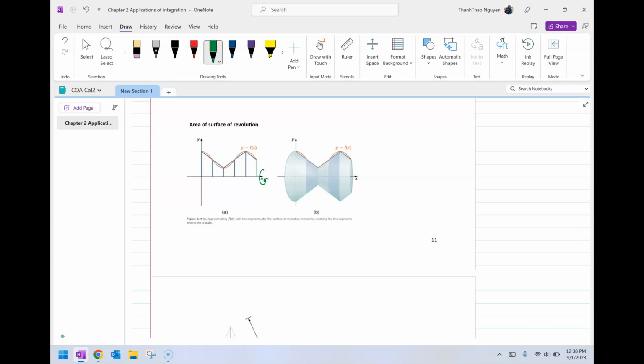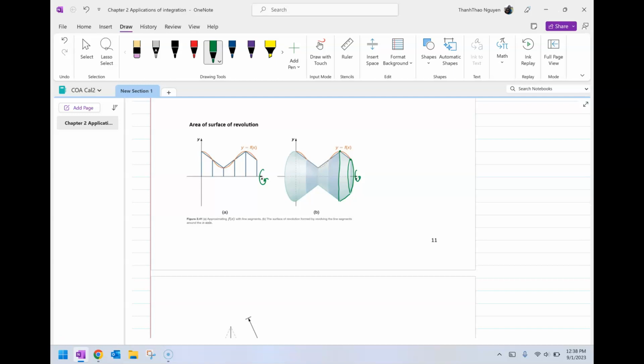We divide the curve into small segments, right? Now let's think about if we revolve each of these segments, this estimation, about the x-axis, each of these parts is a cone with the top cut off, right? So ideally, that's what it is.